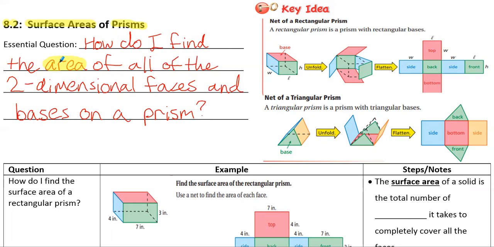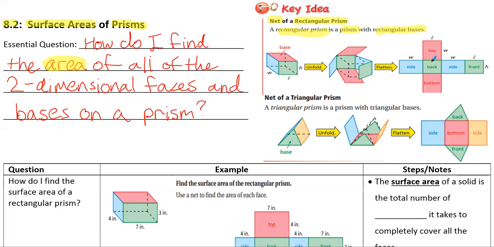Because area is a two-dimensional measure. How many squares does it take to cover all of these rectangles that make up this rectangular prism? And when we do unfold it, it's called a net. So the net of a rectangular prism, it's a prism with rectangular bases, and as you can see, there's actually a whole bunch of rectangles.